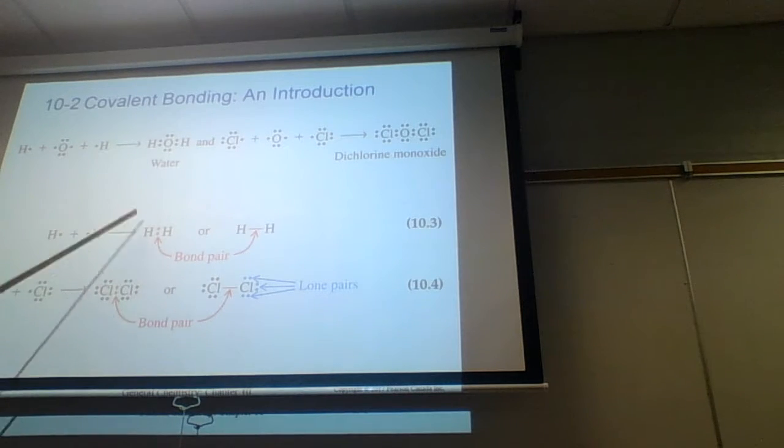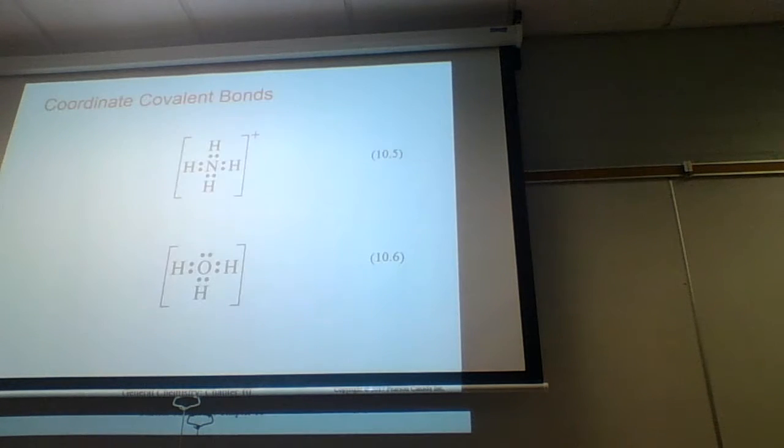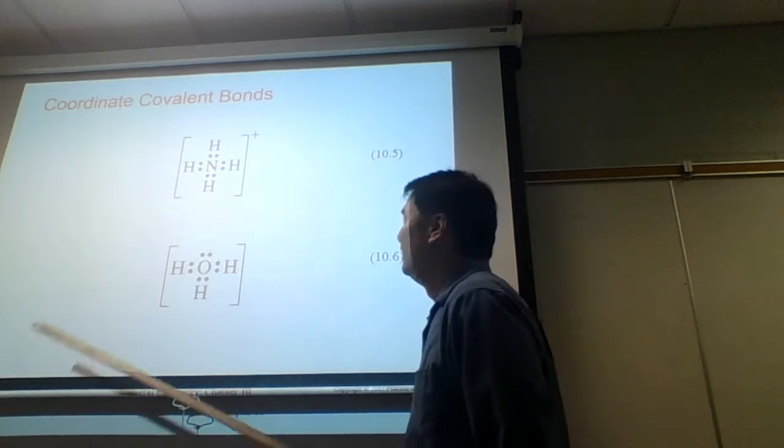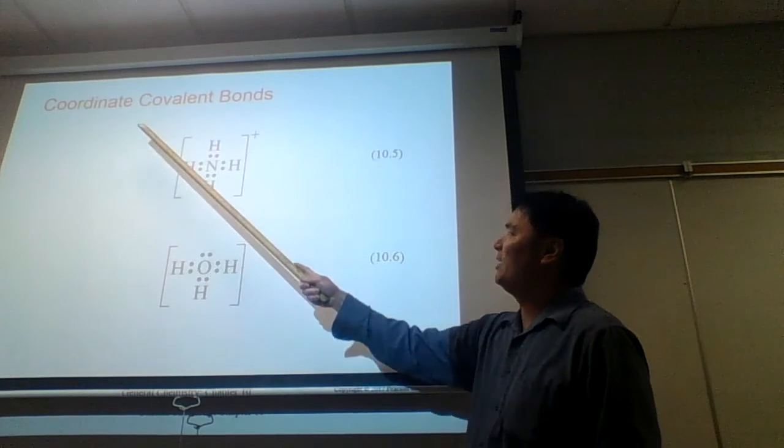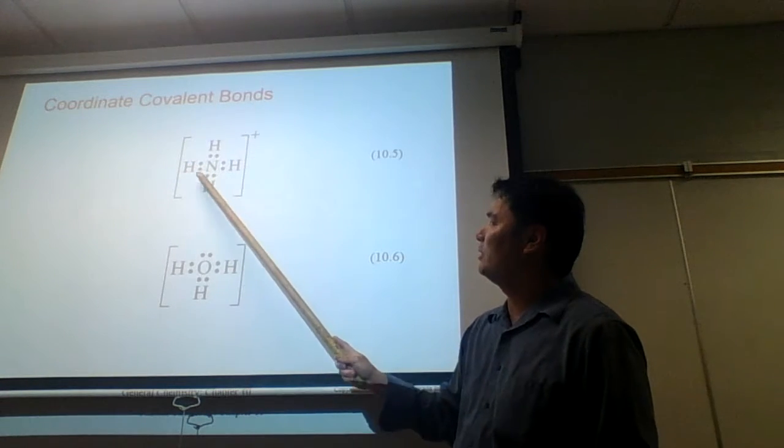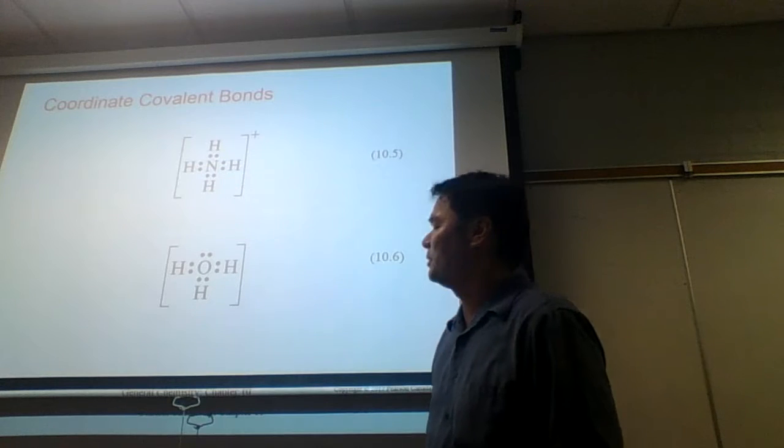So covalent bonding, we have a sharing of electrons, and here it doesn't have to be an even sharing. We have something called a coordinate covalent bond. In a coordinate covalent bond, the only difference is this.